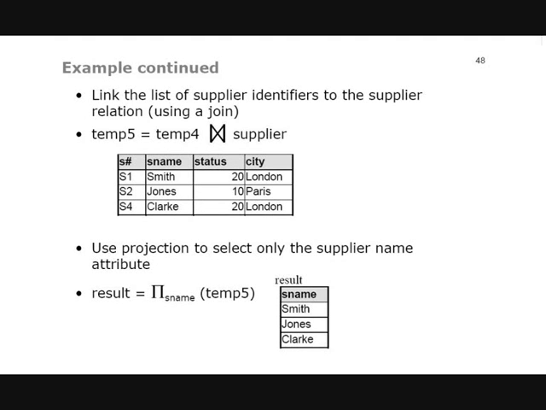So then I say, okay, temp5 is going to be equal to temp4 natural join supplier. And that is going to put my S1, S2, and S4 together with the information on suppliers. So I now have all of the information on suppliers who supply red parts. What I need to do is project the name only, because that's the only thing I'm interested in. So I project the name from temp5, and I get Smith, Jones, and Clarks. And that is the result that I was looking for.